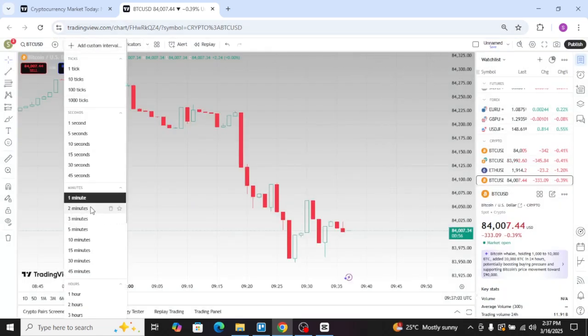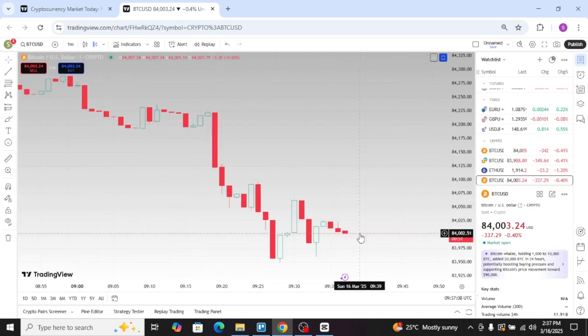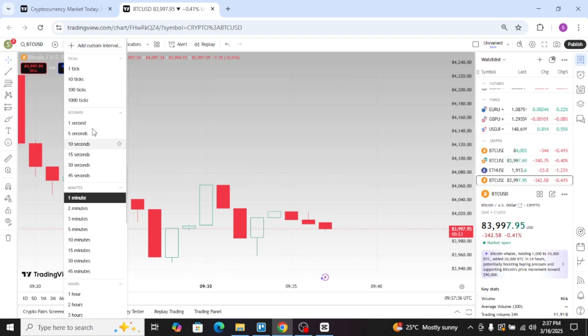I will tap on it for the 1 minute and let's see. If the price goes on this side, you will see the 84,000 something right over here, but you will see in this way right now the candlestick goes to the loss, at 83,900 something. So in this way you will have to analyze Bitcoin price trends using TradingView on this chart, and you will have the option of the times right over here. You will just select it.